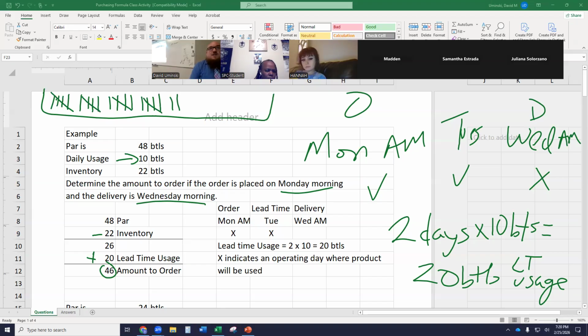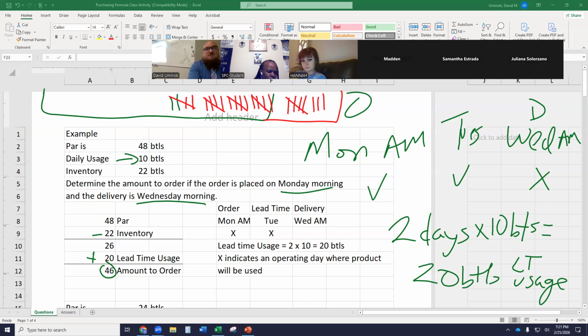If I only ordered, I'm going to use a different color, if I only ordered my 26 bottles, 1, 2, 3, up through 26, my shelf goes a little bit further. If I only order my 26 bottles, well, Monday happens, there goes 10 bottles. Tuesday happens, there goes 10 bottles.